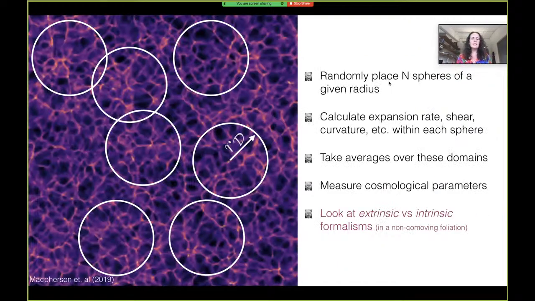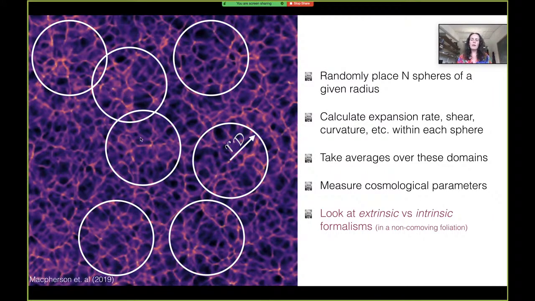So the way we calculate these things is we take our simulation and we randomly place some number of spheres with a given radius within that domain. And we calculate scalars like the expansion rate, the shear, the scalar curvature, etc. And we take averages over each of our spherical domains and therefore calculate the cosmological parameters. And what that means is that we can not only study how these cosmological parameters change as a function of scale, so when we change the averaging radius r, but we can also see how they vary as a function of position within the box, so depending on where our observer is.